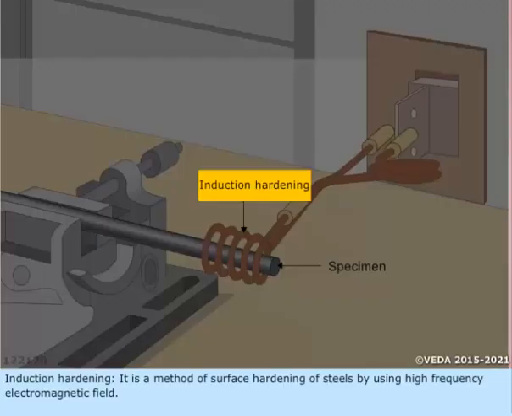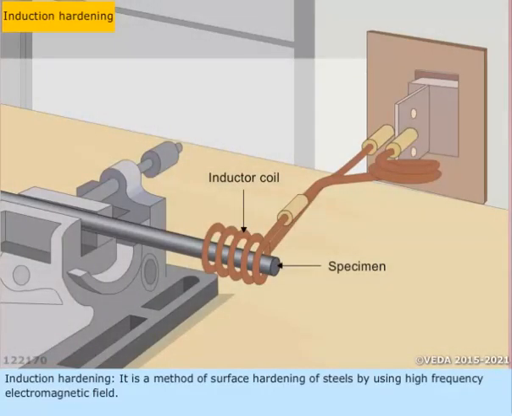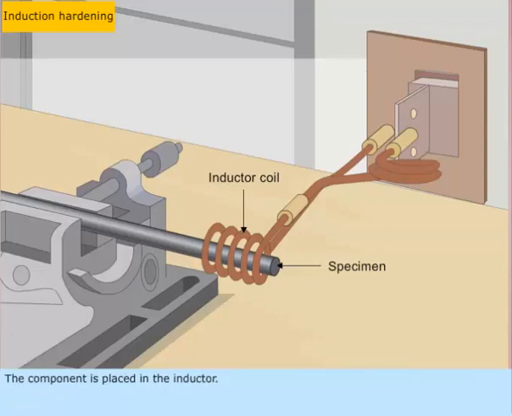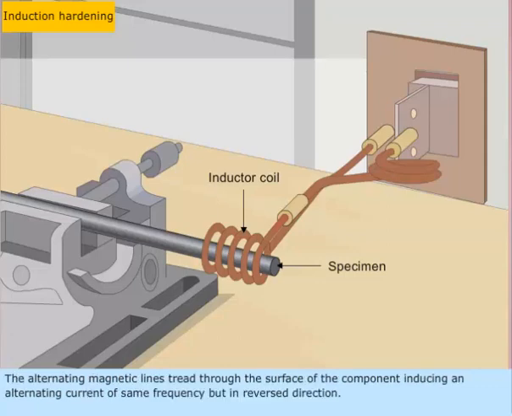Induction hardening. It is a method of surface hardening of steels by using a high-frequency electromagnetic field. The component is placed in the inductor. When an alternating current is passed through the inductor, it sets up a magnetic field. The alternating magnetic lines thread through the surface of the component, inducing an alternating current of the same frequency but in reverse direction.